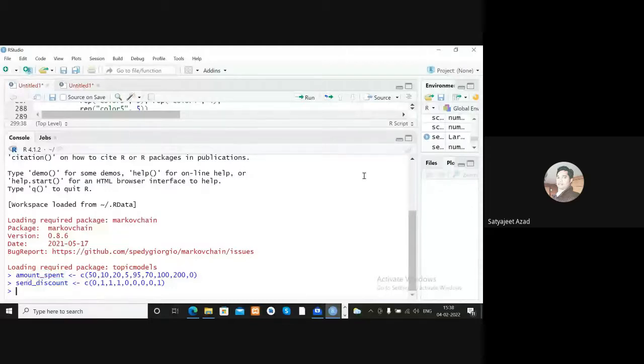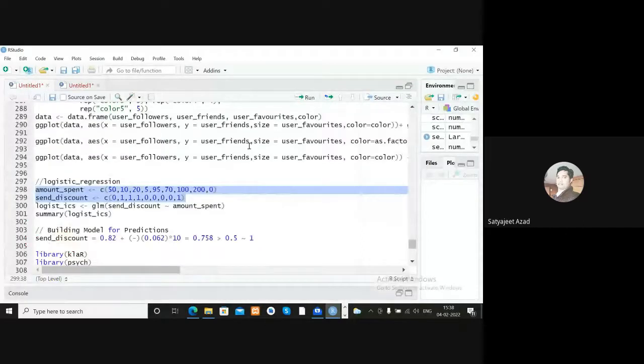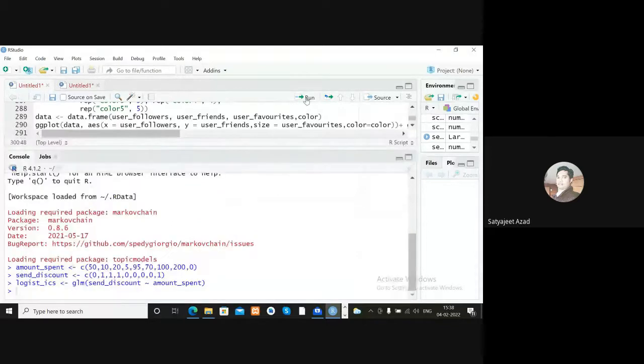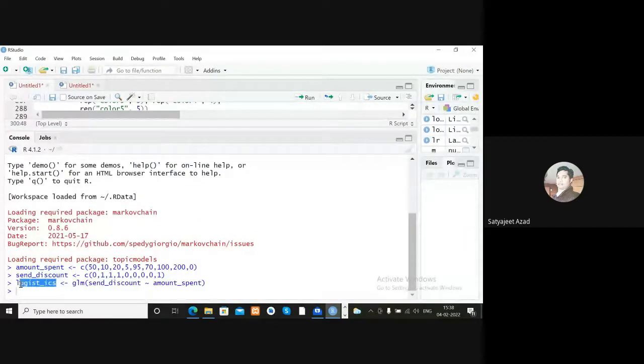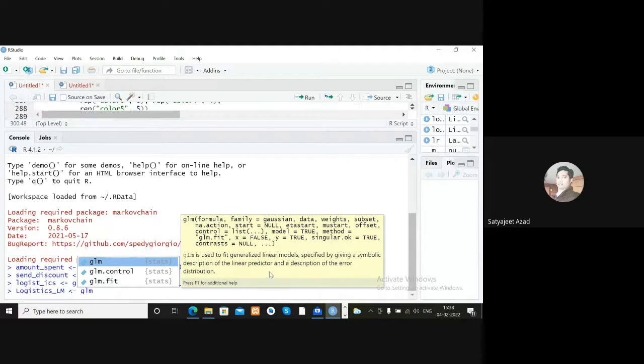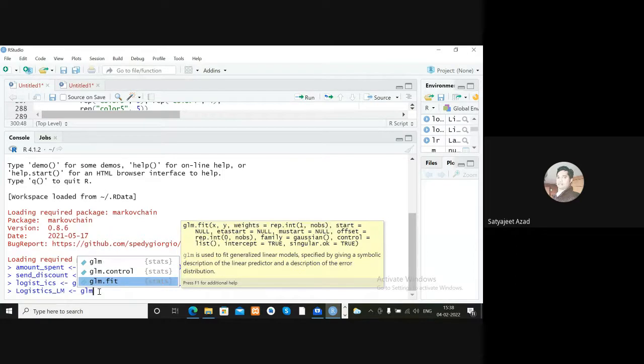Now I'll build a machine learning algorithm, that is logistic regression. How can we apply it? Typically this is user defined. We can use it, for example, logistic.lm <- glm. glm is basically generalized linear models. This is one of the functions in R. For modeling this logistic regression, we call it a generalized linear model, GLM. This is a function basically.